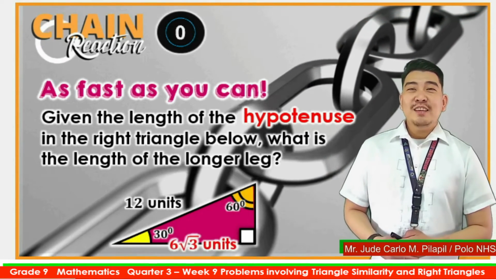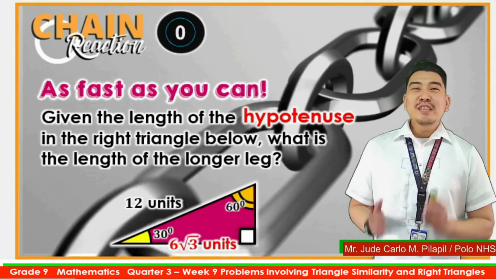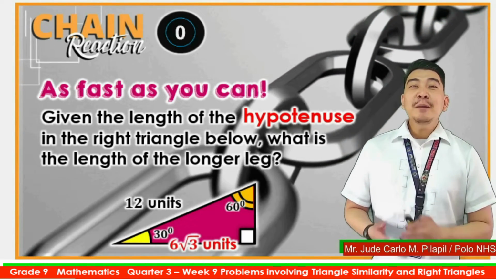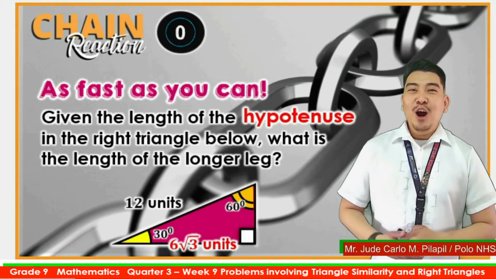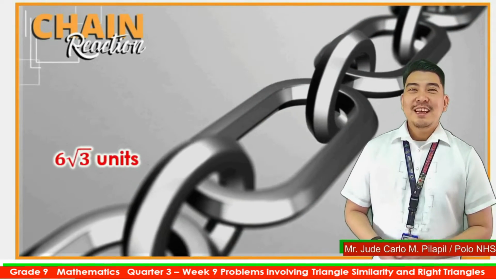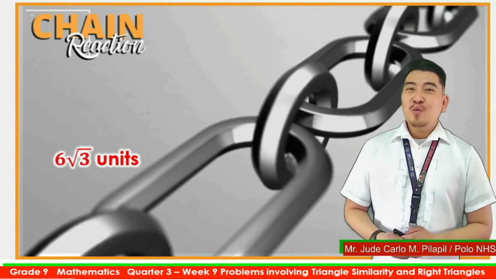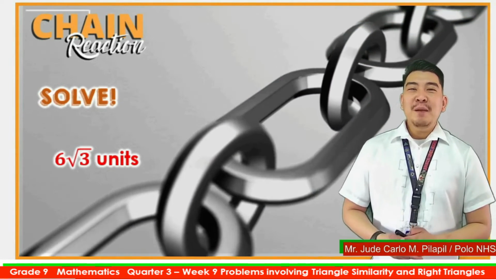If you got 6 square root of 3 units, that's incredible. You just need to divide the length of the hypotenuse by 2, then multiply the quotient by square root of 3. We are now on the last chain. How will 6 square root of 3 be used in the next question? Solve. Be ready with your pen and paper.